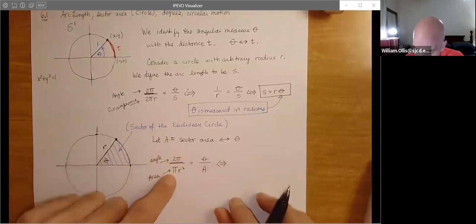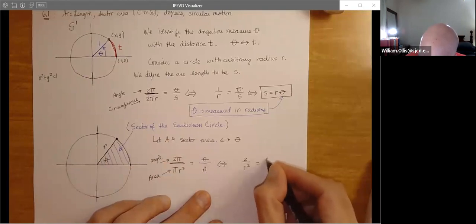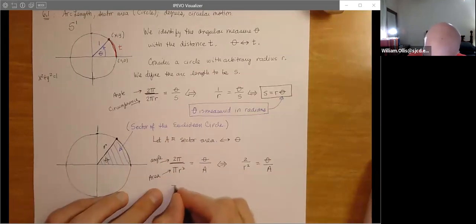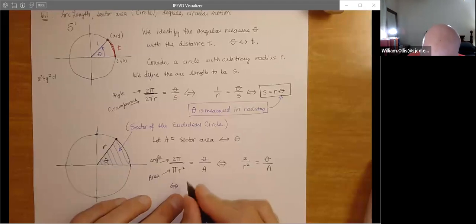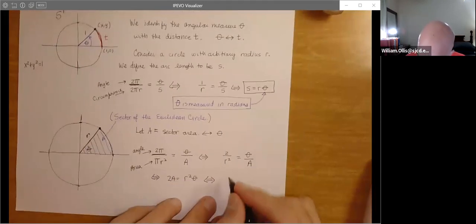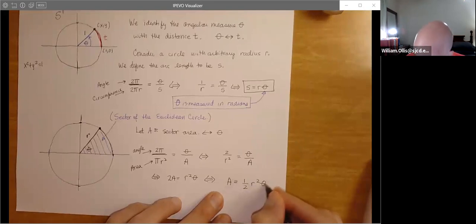Okay, well, the pi's absorb, and we get 2 over r squared equals theta over A. So now, of course, we can cross multiply. That's one thing you learned in general math that we're lucky still works. So we have 2A equals r squared theta. So now, of course, if we divide by 2, we get a formula for the area of the sector. So we get 1/2 r squared theta.